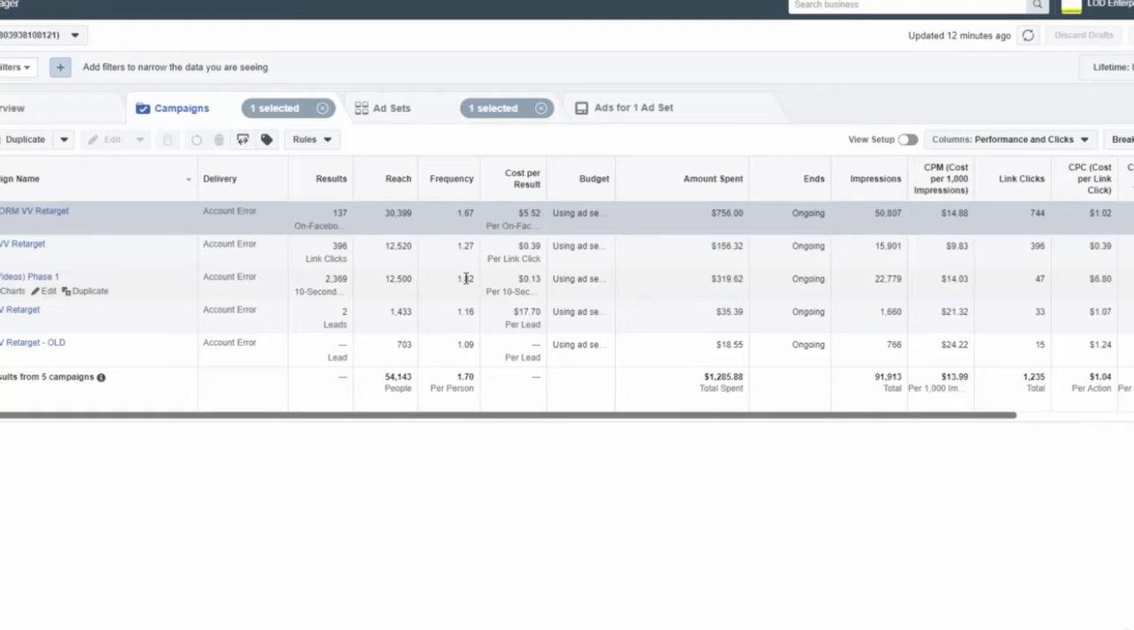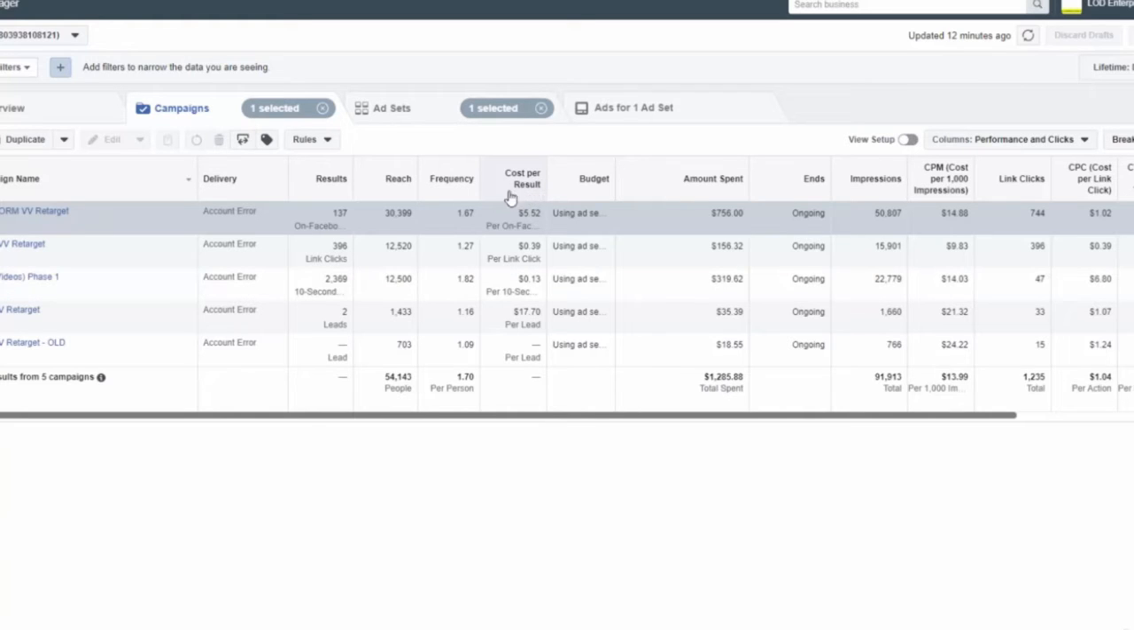And a higher frequency typically comes from having smaller audiences. So that's why it's important for us to have large audiences, and enough of an audience for us to be able to have our ad shown to a lot of different people and not have it shown multiple times to the same person, right?